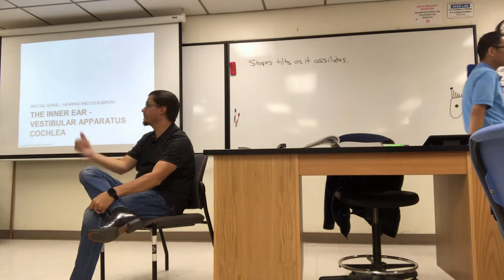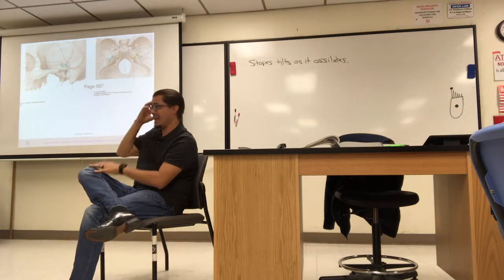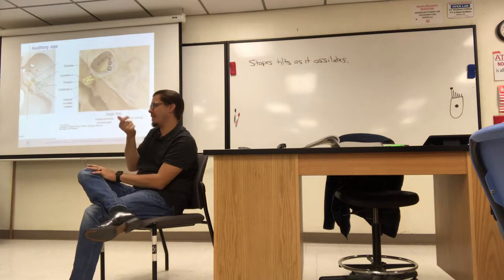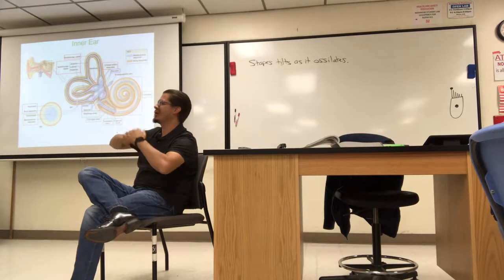All right, so for the inner ear structure, we looked at it earlier. It's inside the temporal bone. I want to skip a couple of figures. I'll come back to these, but I want to use this to teach you the general structure of the inner ear.